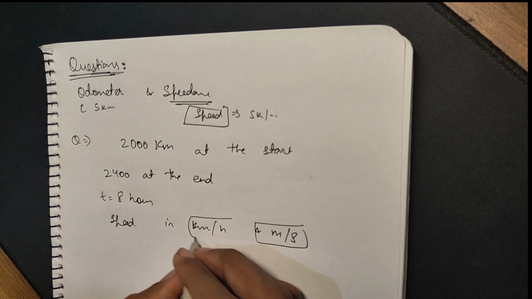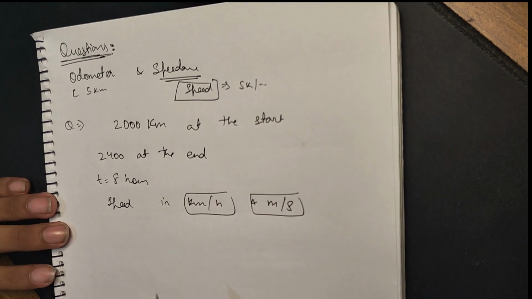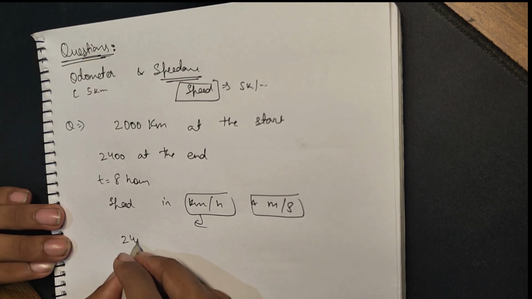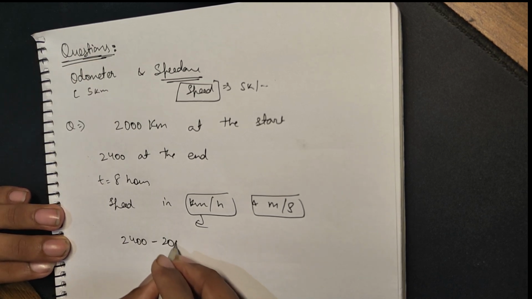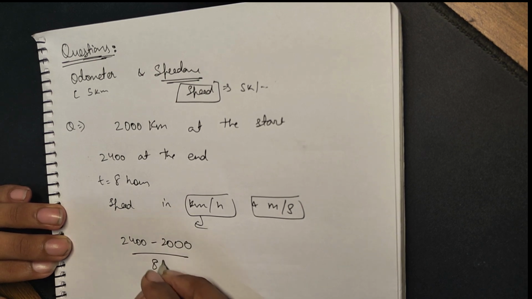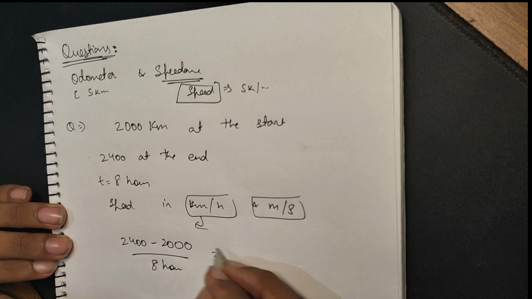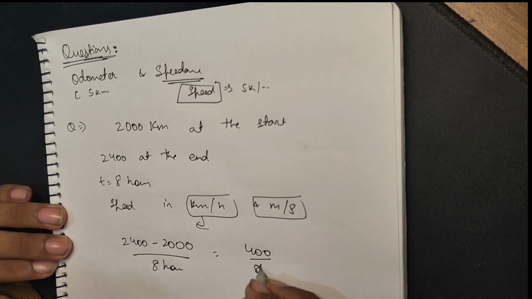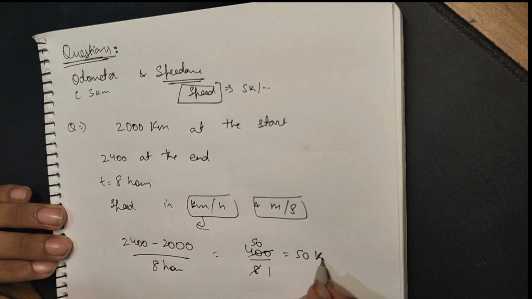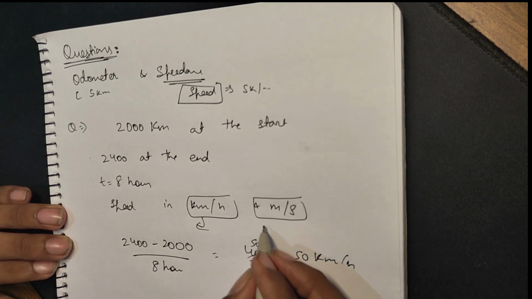Okay, now for calculating in kilometer per hour, let's take a look at this first. What is the total distance traveled? 2400 minus 2000, divided by the time taken, 8 hours, in kilometer per hour. What is this? It is 400 by 8. What is the value? 50, right? 50 kilometer per hour.